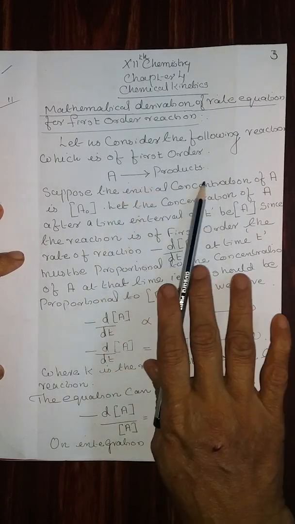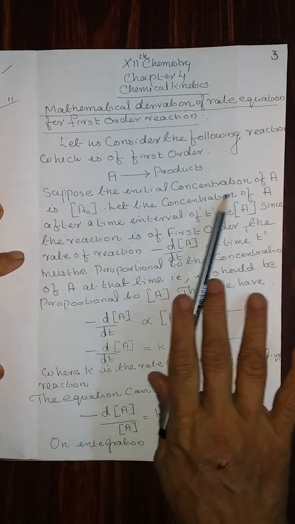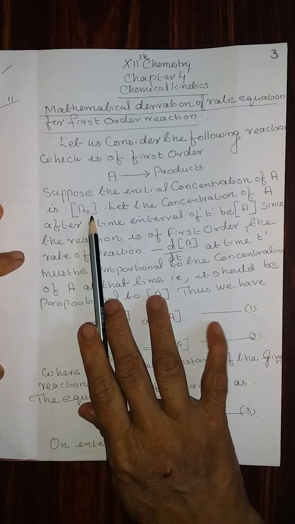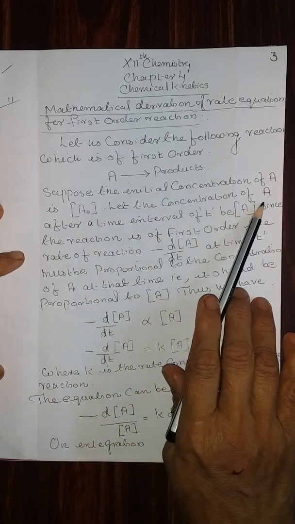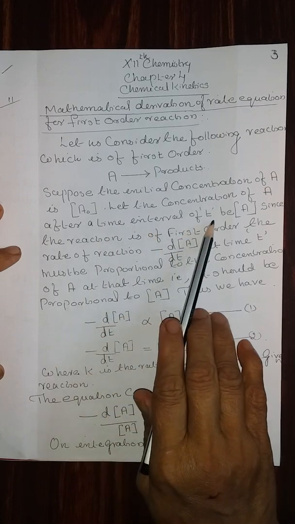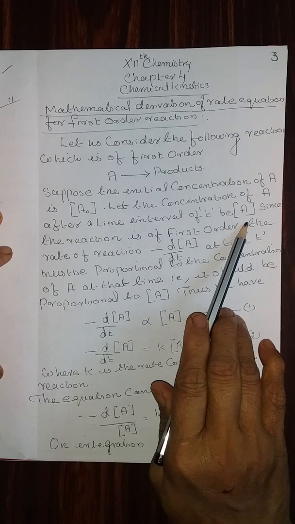A giving product. A is a reactant. Suppose the initial concentration of A is A0. Let the concentration of A after a time interval t be equal to concentration A.